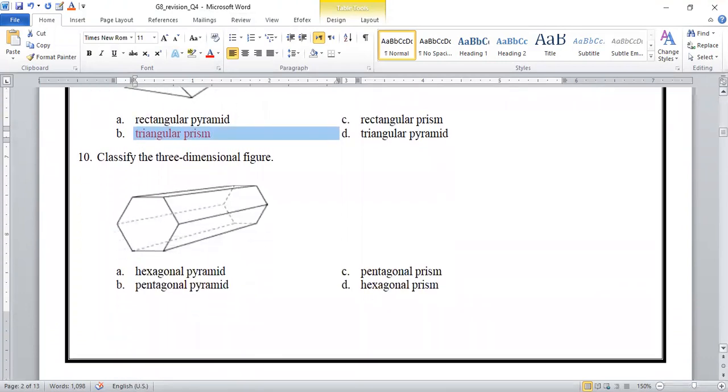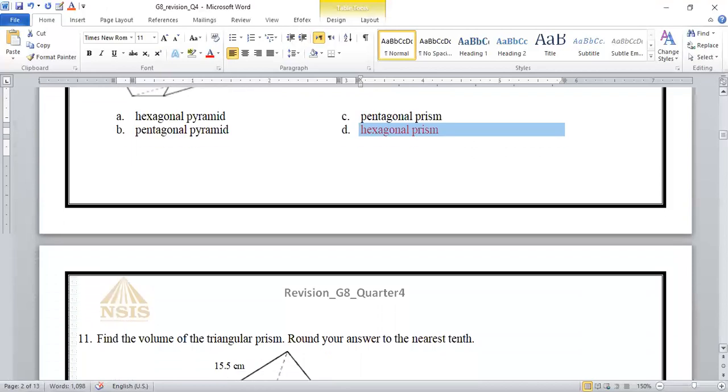Classify the three-dimensional figure, the same way. The figure is a prism, not a pyramid, because a prism has two bases, but a pyramid has only one base. The base has 6 sides, so this prism is a hexagonal prism.